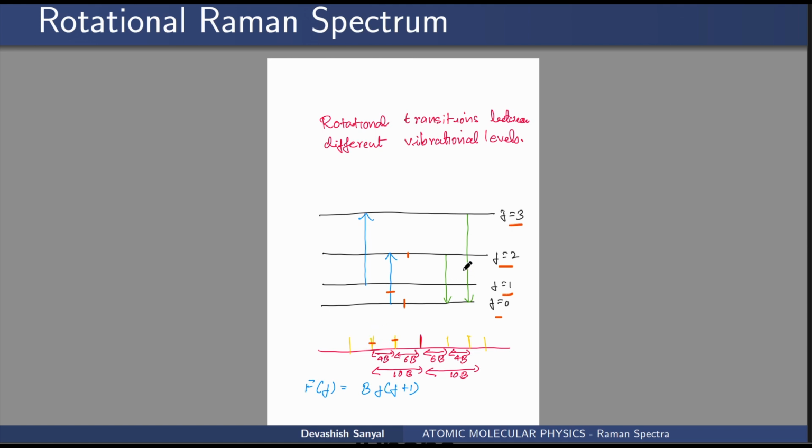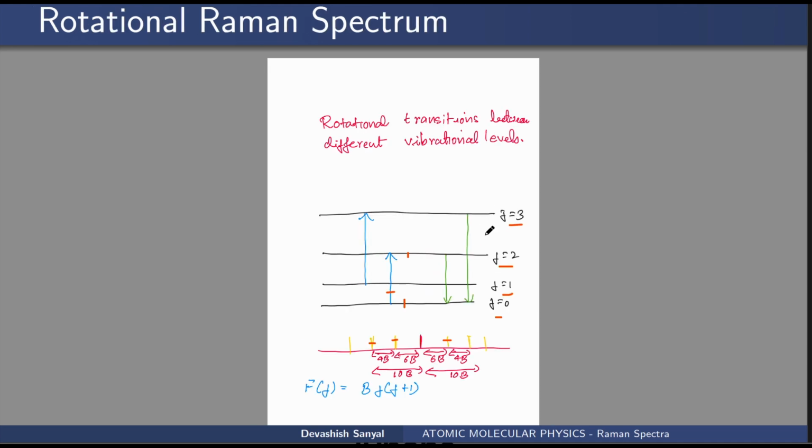Or it may happen that from J is equal to 2, the molecule de-excites to a lower energy level, J is equal to 0. So in that case, the emitted spectrum, the emitted line has a larger frequency, and here it is given by this. So this is an effective transition from J is equal to 0 to J is equal to 2 to J is equal to 0. And all the transitions are going through your virtual state.